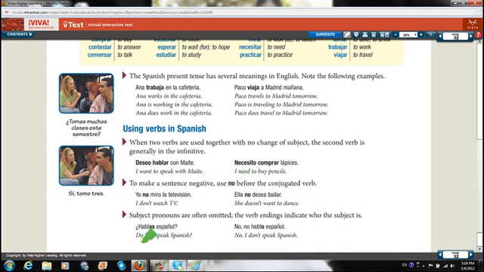Hablas, the as ending always means the tú. So you can just say hablas español, because we know we're talking about tú. And again, taking out the yo, no hablo español, instead of the yo. And I'm just touching on this. We will cover this with a little more depth soon.